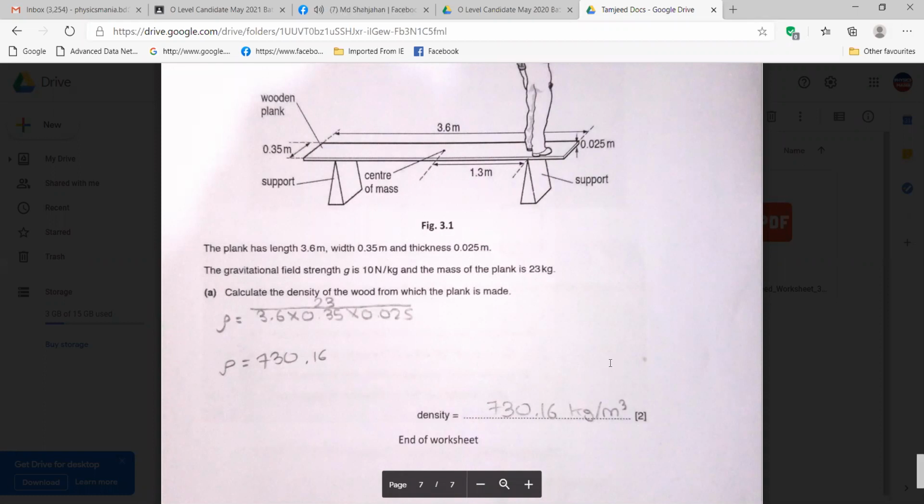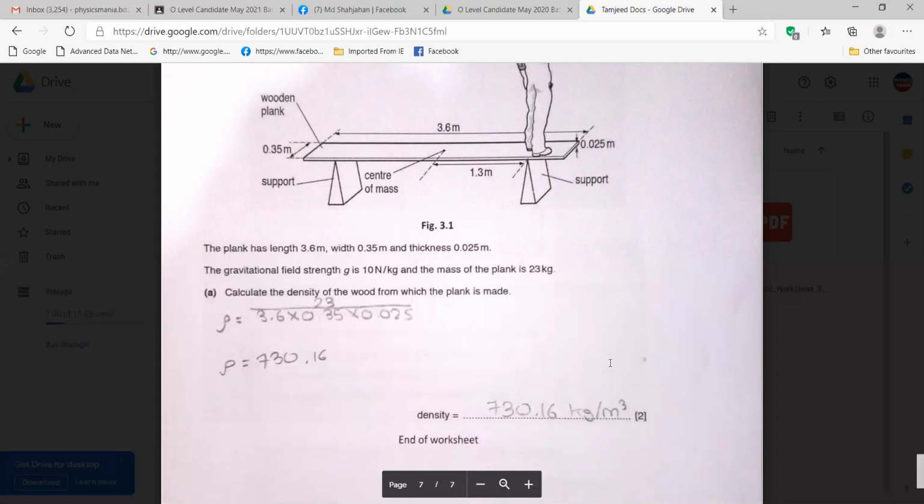Fine. Actually, from mass or density, we don't get separate questions in a structured part. They come combined with other topics. Like this one is mostly a question from turning effect of forces, but a part is related to this density. That's why we included this part. So this worksheet is done, and I gave you another worksheet. Moments.